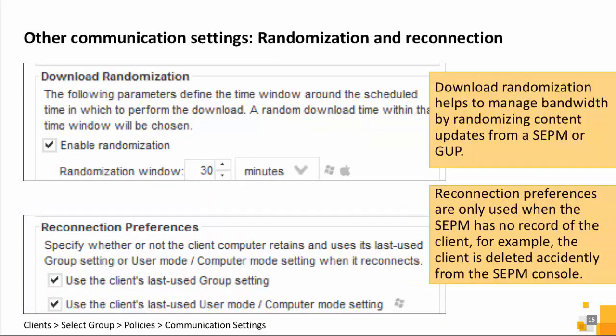Your SEPM or group update providers may experience reduced performance when multiple client computers attempt to simultaneously download content from them. You can set a randomization window in communication settings. Each client computer attempts to download content at a random time that occurs within that window. Reconnection preferences only apply when the SEPM no longer has any records for the client in question. For example, if a client is accidentally deleted from the SEPM console.